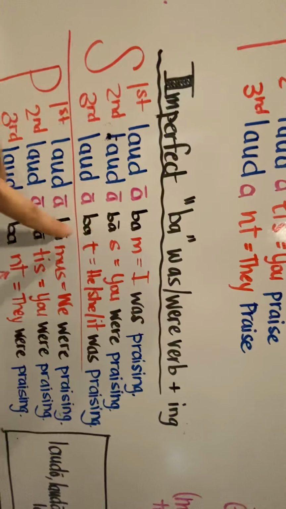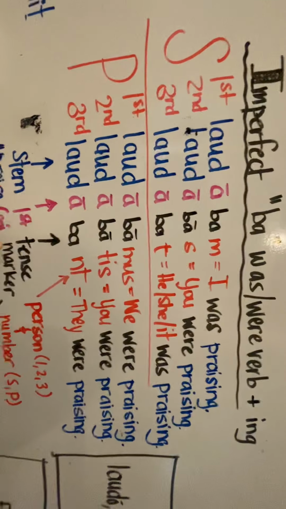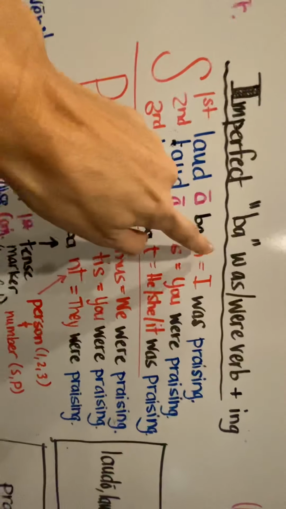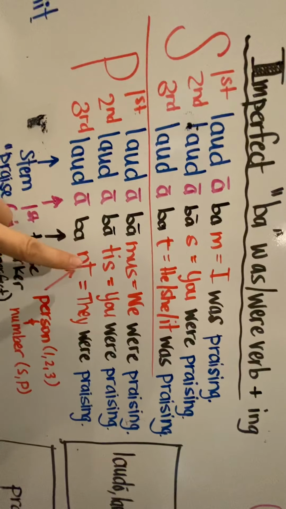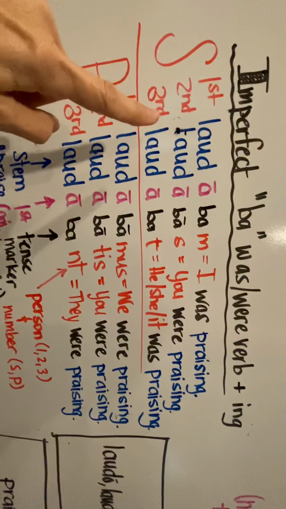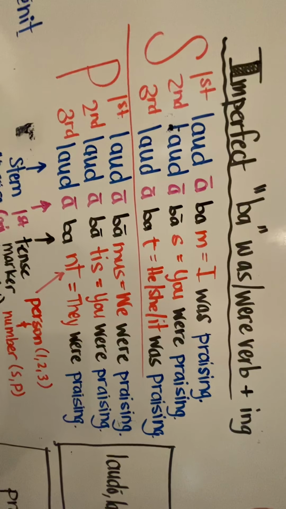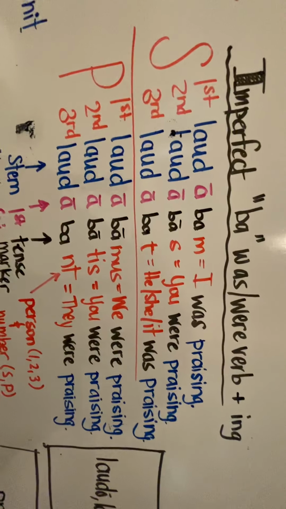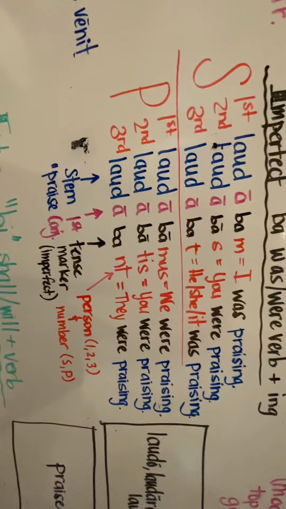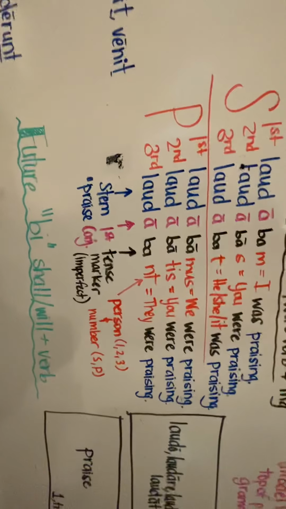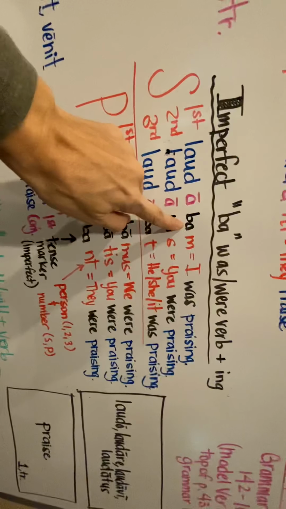Anytime you see this BA that runs through, that is your tense marker, that it's imperfect. And then you have your personal signs added, which tell you singular and plural, and it also tells you person, right? First, second, or third. Okay, so let me just see, is there anything else I need to tell you about? Not really.